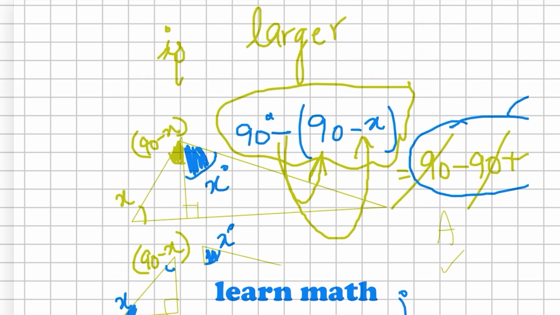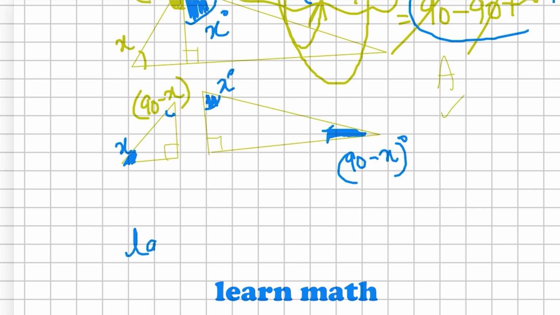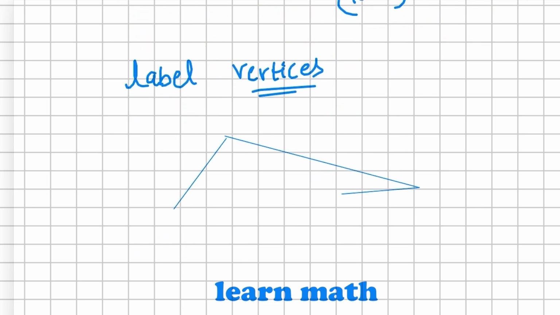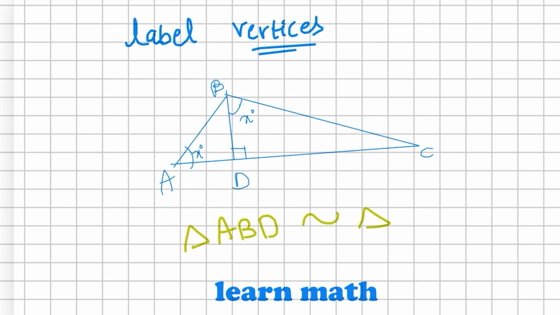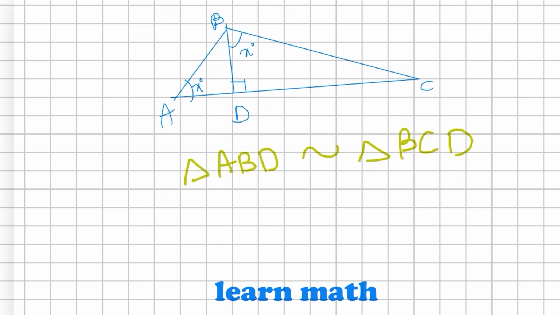Now, in order to write the proportionality statement, we first label the vertices. Let me label these vertices A, B, C, D. Which triangles will be similar? Triangle ABD and triangle BCD. Now, can you write the proportionality statement? AB, BD, AD over BC, CD, and BD.